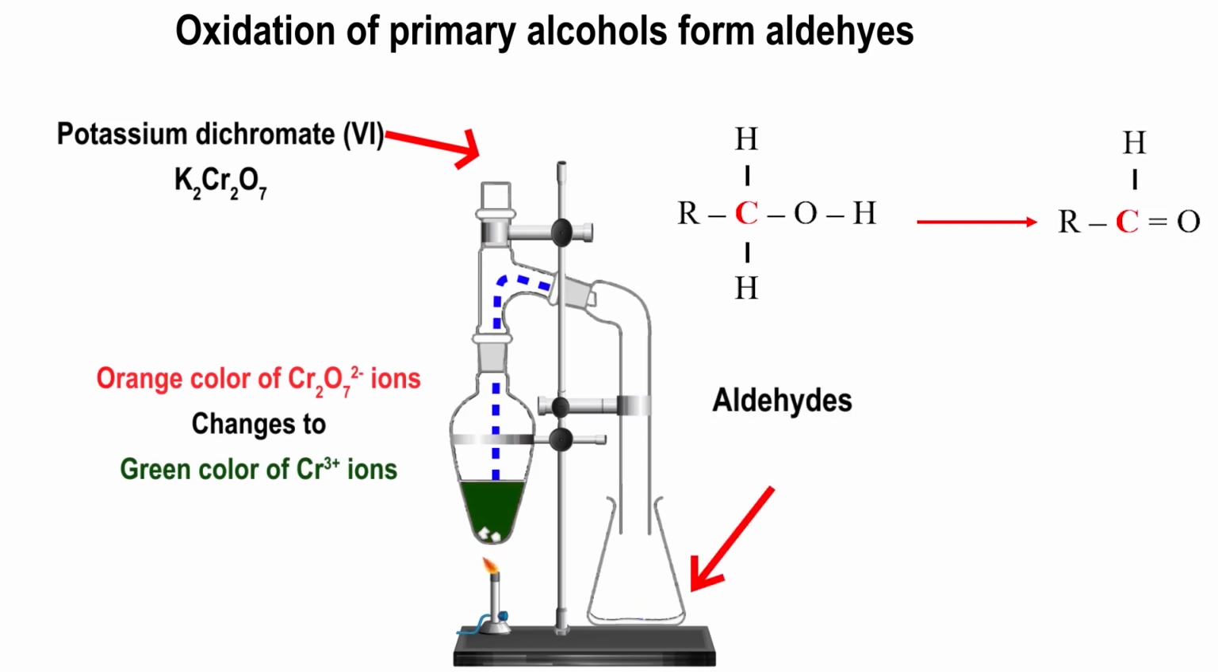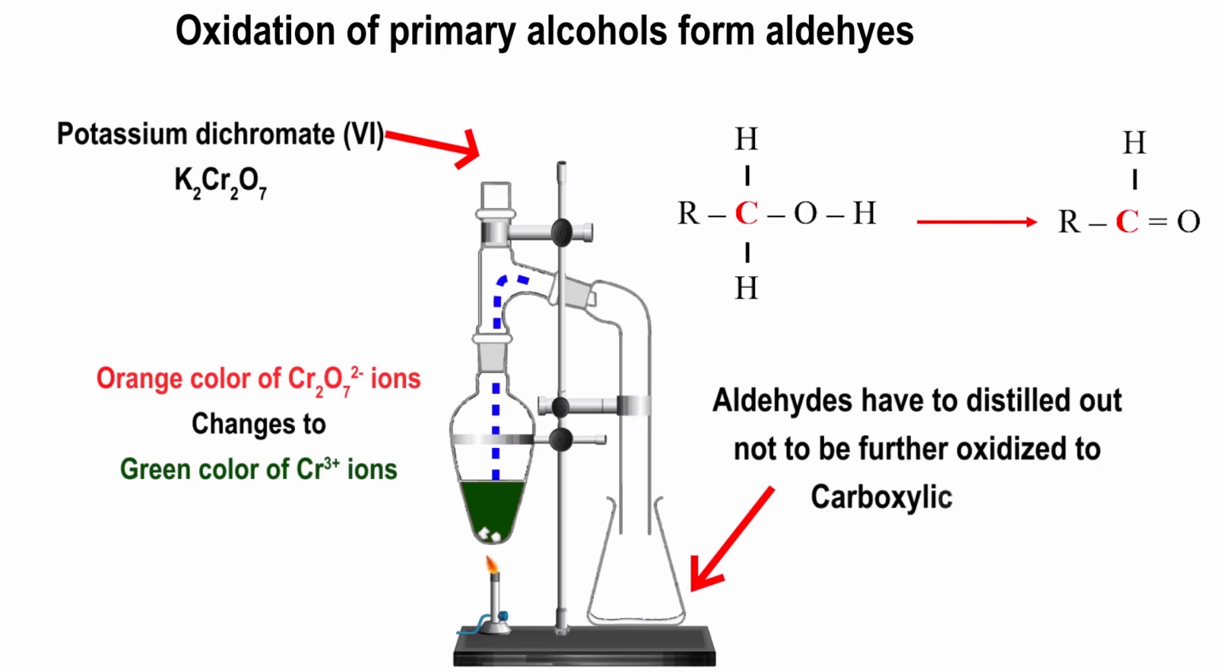The aldehydes have to be distilled off once they are formed. Otherwise, further heating would oxidize aldehydes into carboxylic acids. Aldehydes have a lower boiling point than the corresponding alcohols, so they can be separated easily.